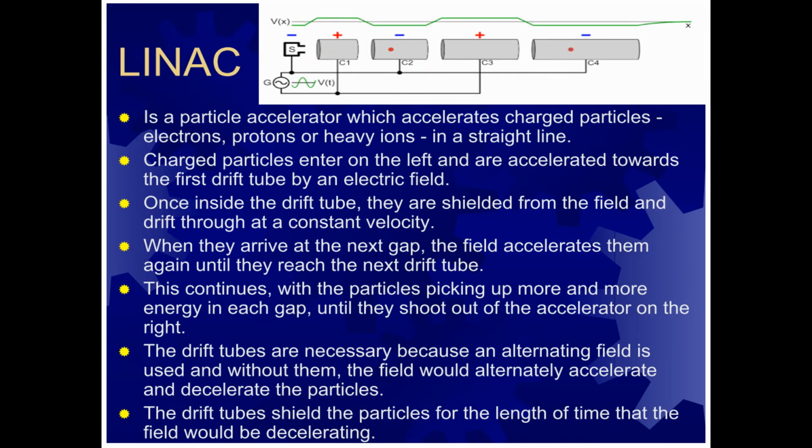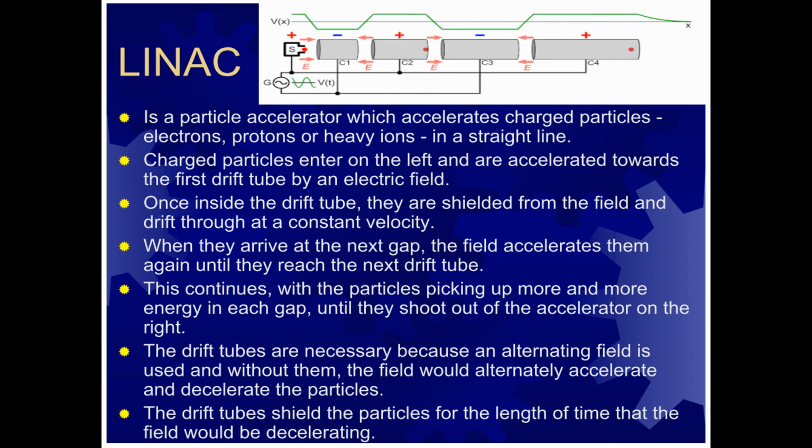So what is a Linac? A Linac is basically a particle accelerator which accelerates charged particles. So what are the charged particles which can be accelerated in the Linac? The charged particles which can be accelerated in the Linac are basically electrons, protons, or heavy ions. And these particles or ions can be accelerated in a straight line.